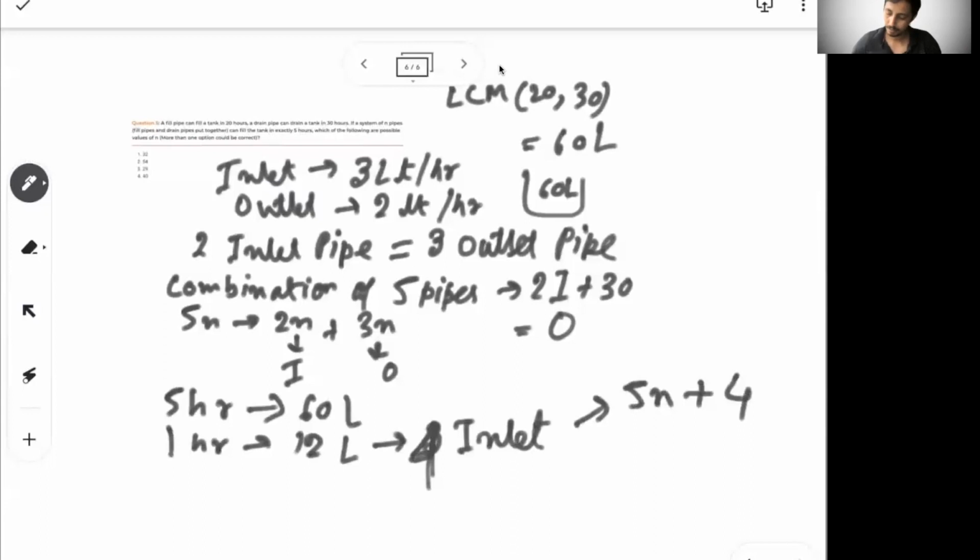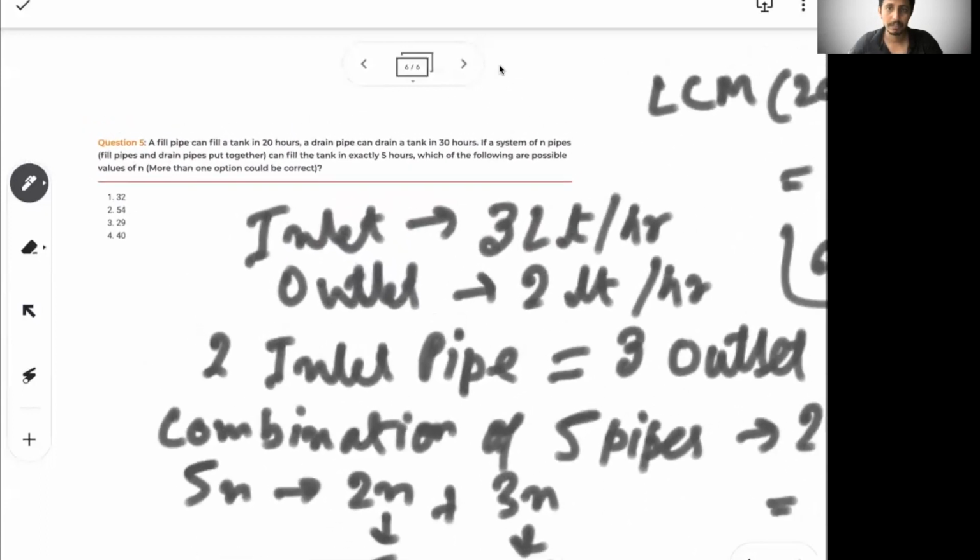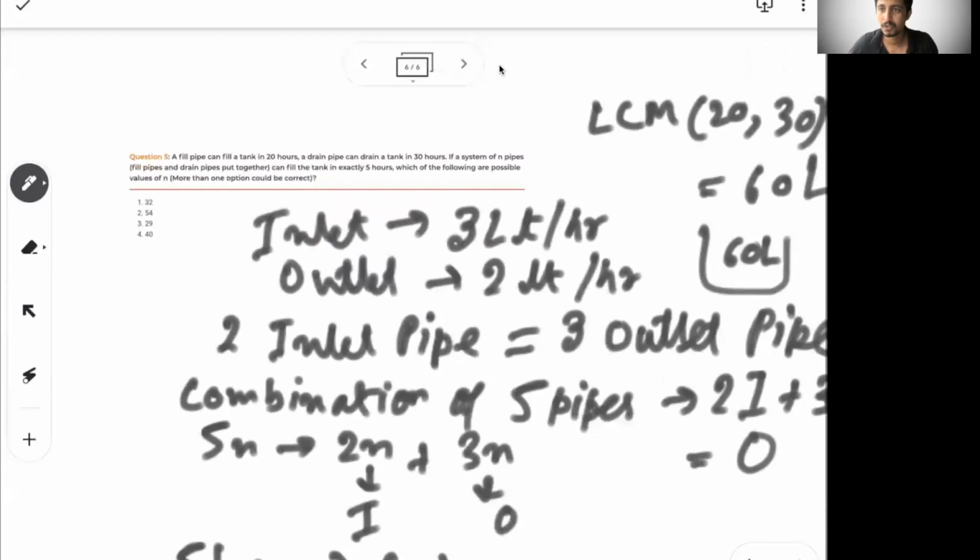Now let's check which values satisfy the equation. 32 is not in the 5n plus 4 format; 5n is 30. 54, yes, 5n plus 4 format, so 54 can be your answer. 29, yes, again 5n plus 4 format. So 5n is 25 and then plus 4 is 29, so this can be your answer. 40 is exactly 5n, so it does not work. So both 54 and 29 can be your answer.